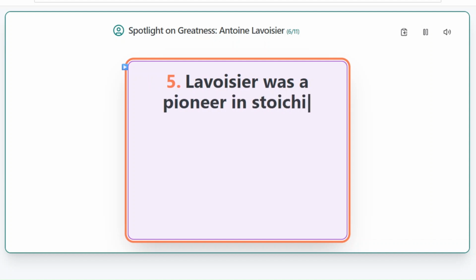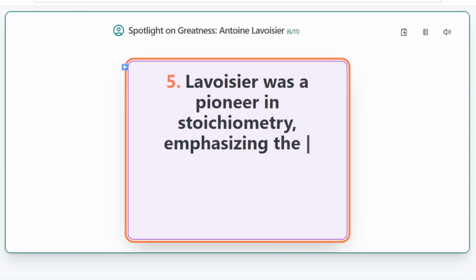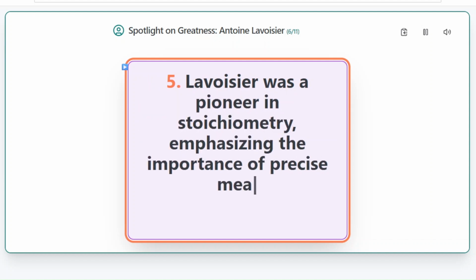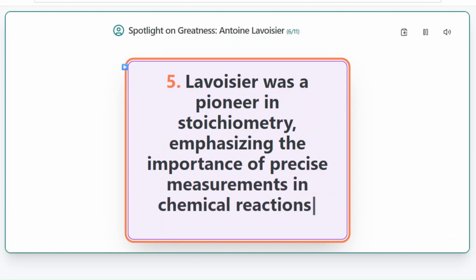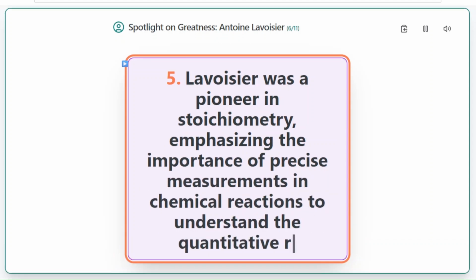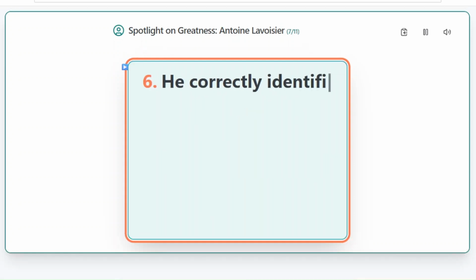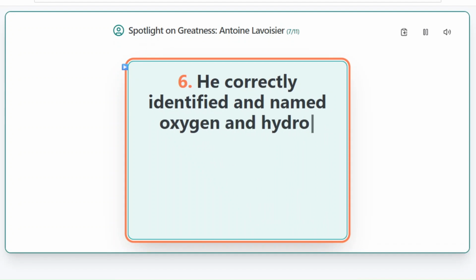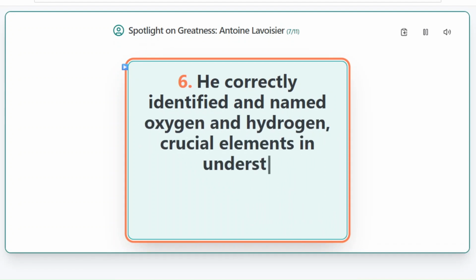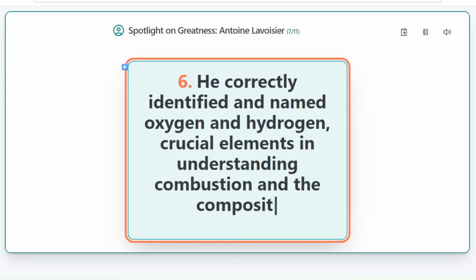Lavoisier was a pioneer in stoichiometry, emphasizing the importance of precise measurements in chemical reactions to understand the quantitative relationships between reactants and products. He correctly identified and named oxygen and hydrogen, crucial elements in understanding combustion and the composition of water.